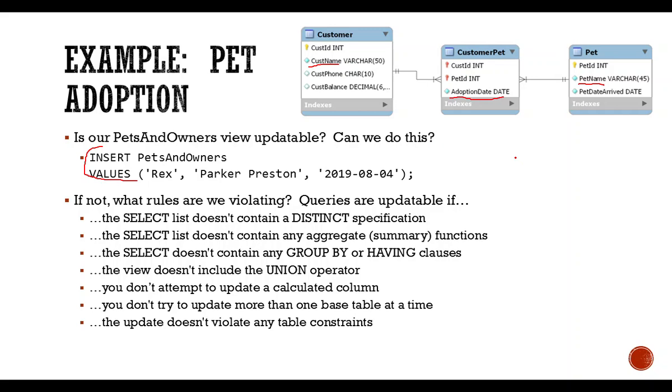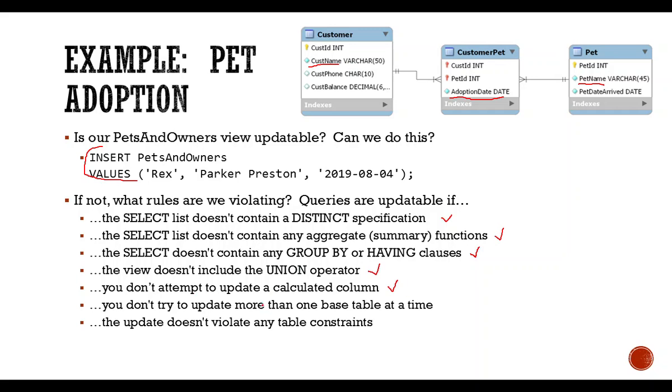So let's look and see if we have followed or broken any of these rules. Okay, it doesn't have a distinct, so that should be good. It doesn't use any aggregates. There's no sum, count, min, max, etc. Fine, we didn't do that. There's no group by or having in our select. Go back and look at it. There's no union. Great, everything's fantastic. We don't have any calculated columns here, so that's good. So everything so far is good.